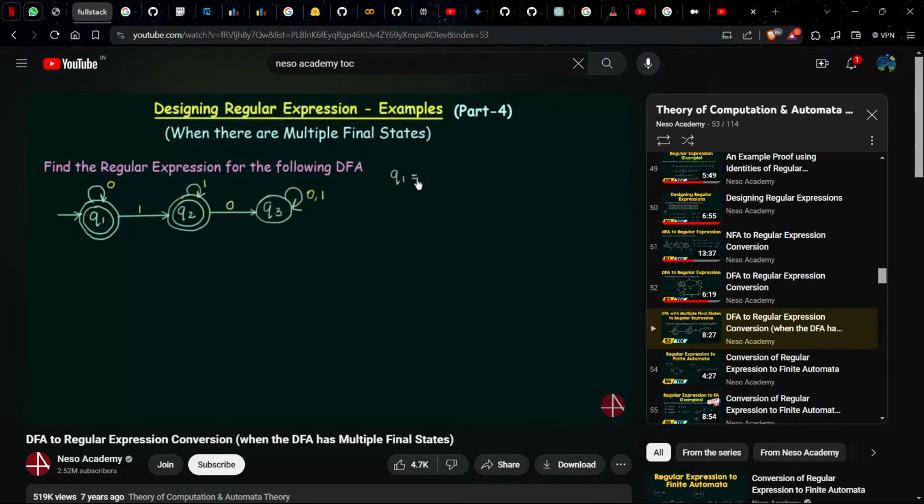So let's first start with state q1 and make the equation for q1. q1 can be written as, see the incoming transitions. We have one incoming transition coming from nowhere, which can be represented by epsilon, plus there is an incoming transition from q1 itself with input 0. So q1 is 0, and there are no other incoming transitions to q1. So this is the equation for q1, and this will be equation number 1.